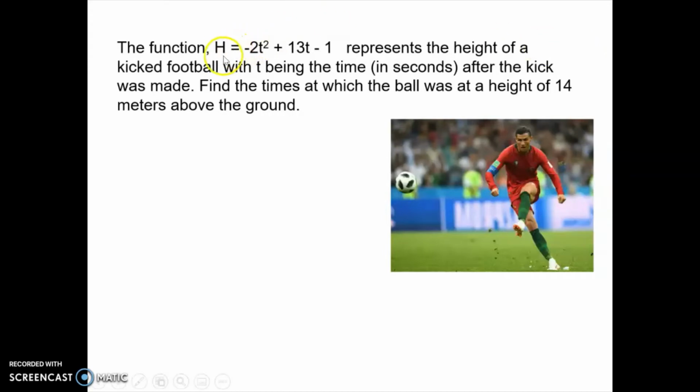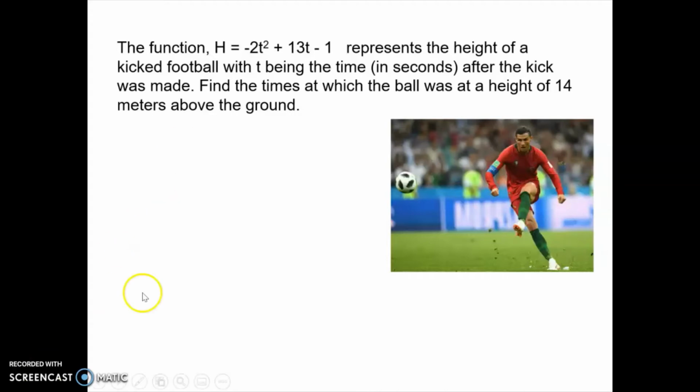This function right here, which is a quadratic function, represents the height of a kicked football, with t being the time in seconds after the kick. So these variables here represent time, and it doesn't say here, but h represents the height. Okay, find the times at which the ball was at a height of 14 meters above the ground.